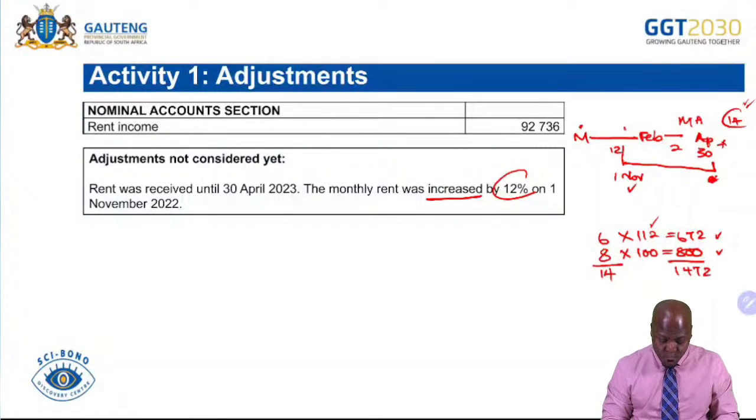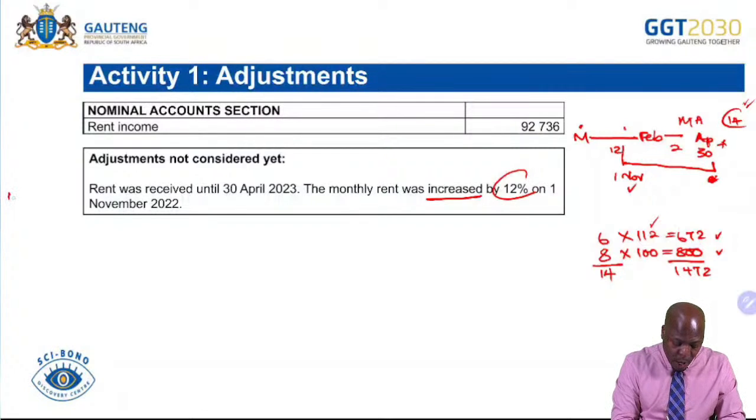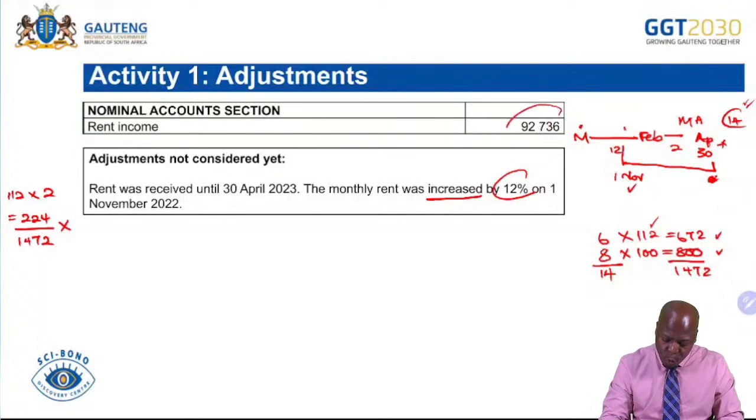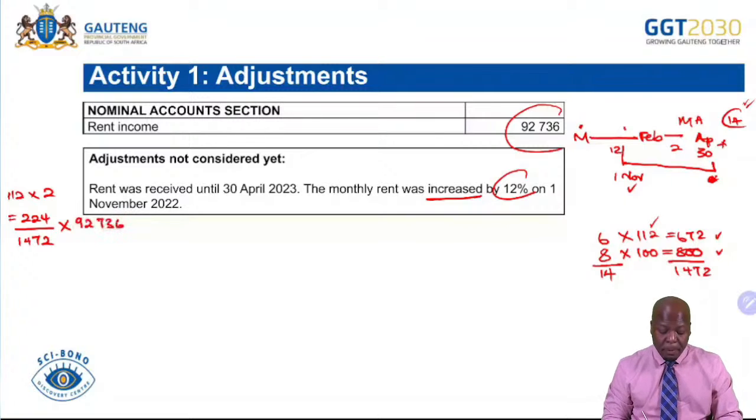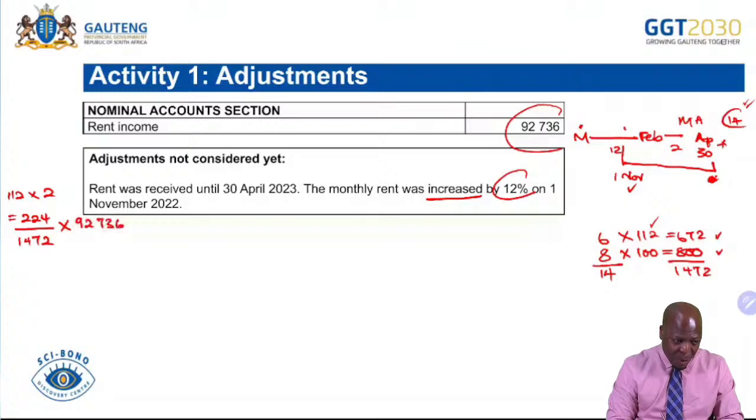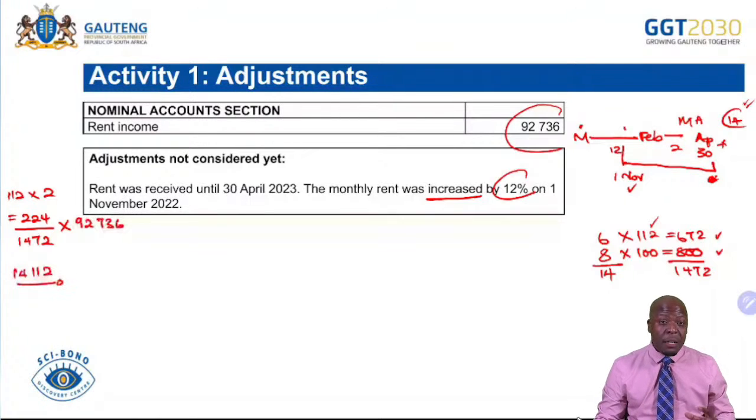So it is 112. So we are now saying it is 112 times how many months? Times 2 months. That will give us 224. And then your 224, you divide it by the 1472. Then you multiply all of this by the total rent that you were given, which is 92,736. Let's punch that in the calculator. Let's see how much we get. All right, I'm waiting for you. Okay, then we end up with 14,112. So this is the rent that we have received in advance for 2 months, that is March and April.